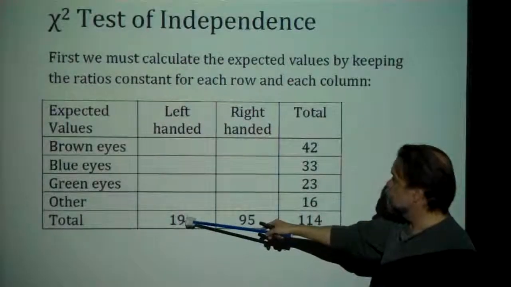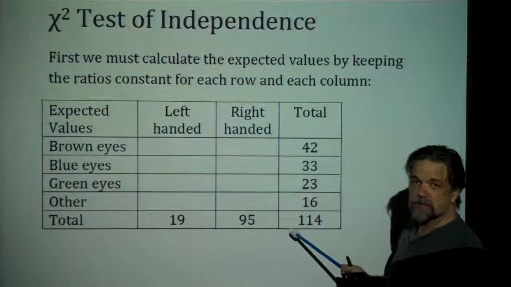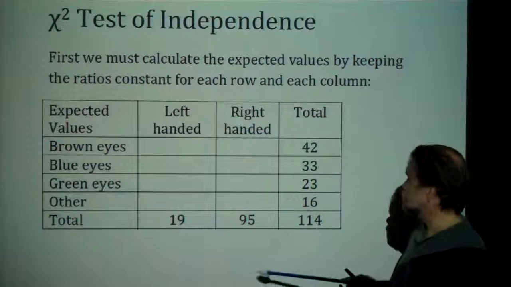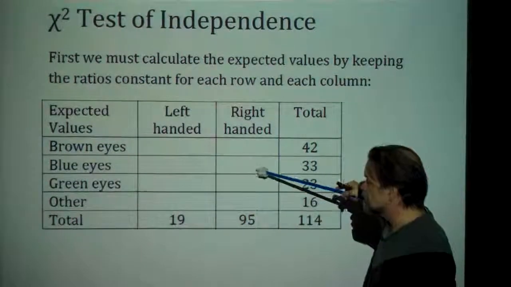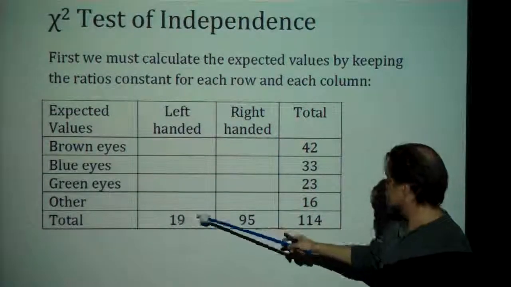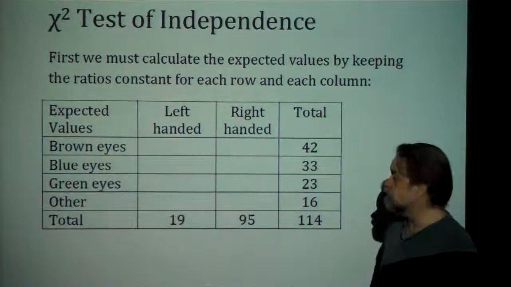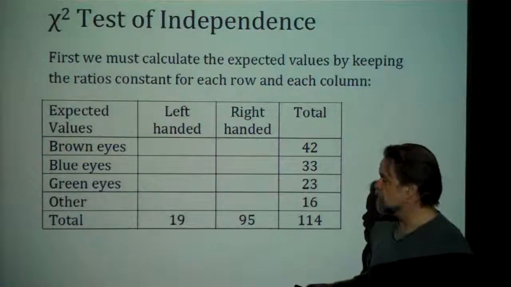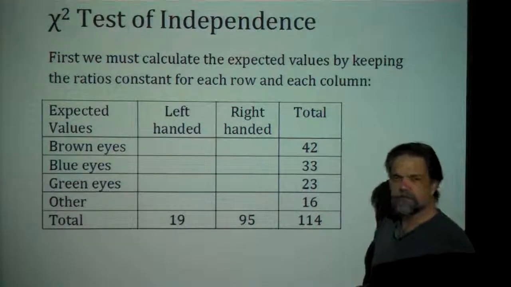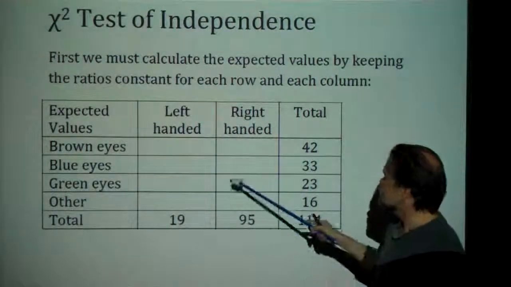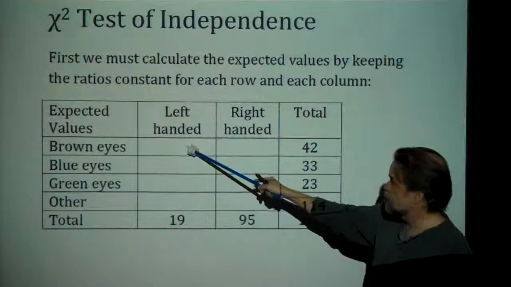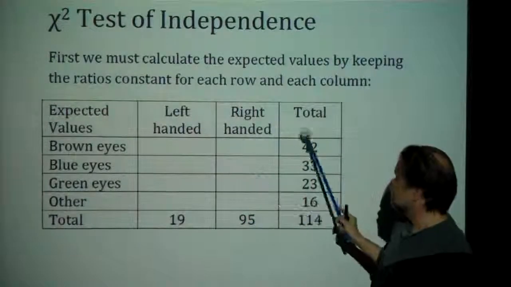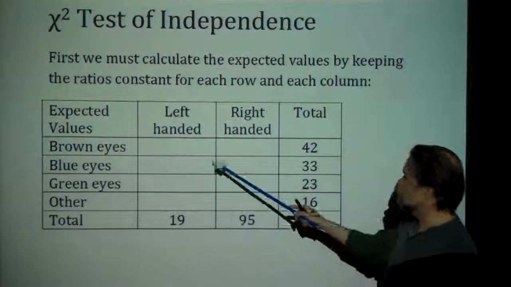We have 19 total left-handed people out of a complete total of 114 people. So that means in each of these categories, I want 19 over 114 of those people to be left-handed. As it turns out, 19 over 114, I believe, is 1/6. So I would want 1/6 of 42, which is 7, to be in the left-handed category, and the rest of them to be in the right-handed category.